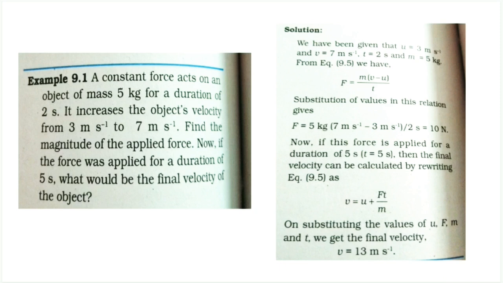Now, instead of the given time t equal to 2 seconds, if the force is applied for a duration of 5 seconds, that is t equal to 5 seconds, then the final velocity can be calculated by rewriting the equation above as v equal to u plus Ft upon m. On substituting the values of u, F, m and t, we get the final velocity v equal to 13 meter per second.